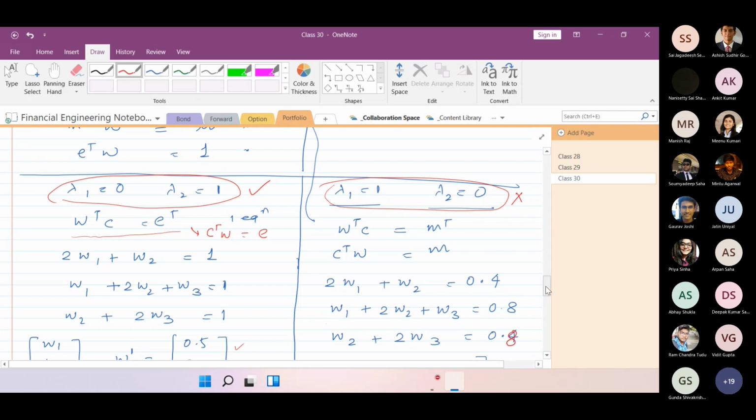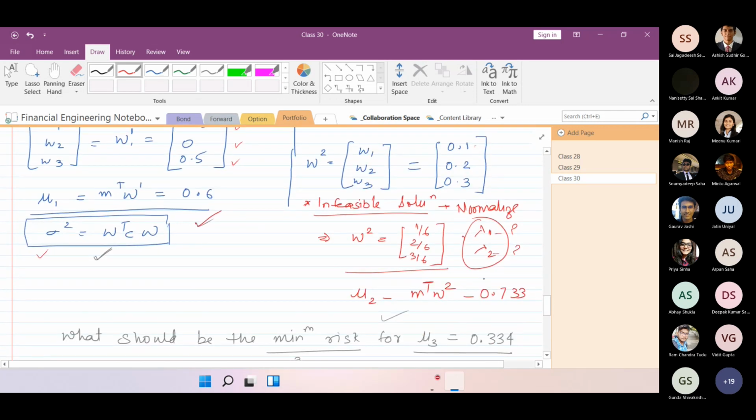Correct. It means that lambda 1 is equal to 1 and lambda 2 is equal to 0 is not a feasible solution for the data for which we are trying to get the two. So what I did is I normalized that one. When I'm normalizing this one, I get the value 1 by 6, 2 by 6 and 3 by 6. How I have done it, do I need to explain? Because what I did is I summed all together 0.1, 0.2, 0.3. So it becomes 0.6 and I have divided each component by 0.6. So 0.1 by 0.6 becomes 1 by 6, 0.2 by 0.6 becomes 2 by 6, and similarly 3 by 6.